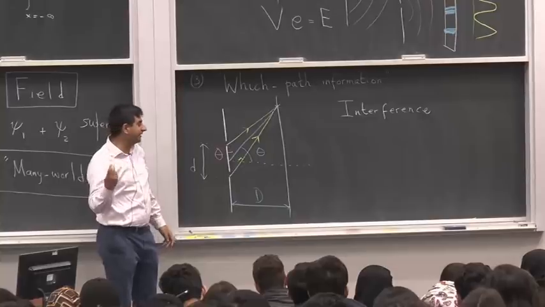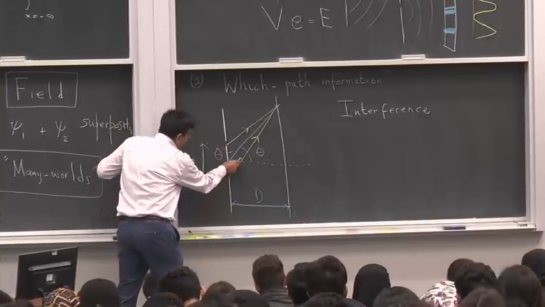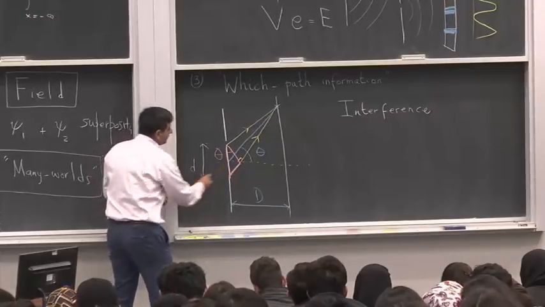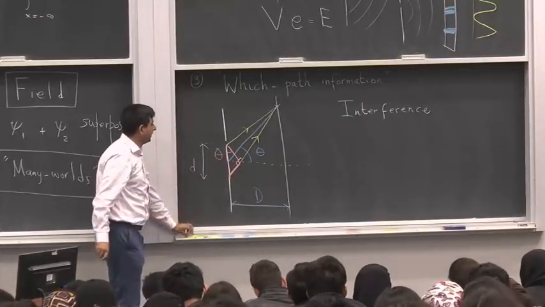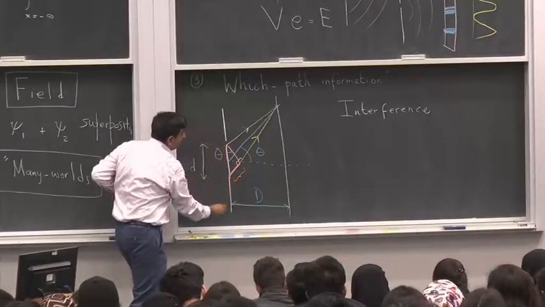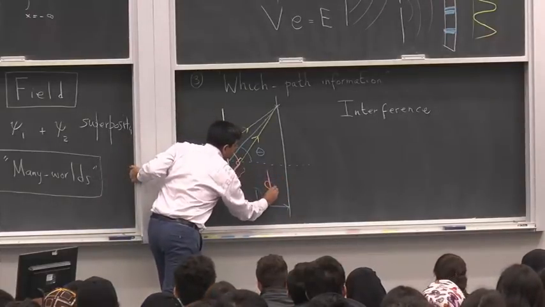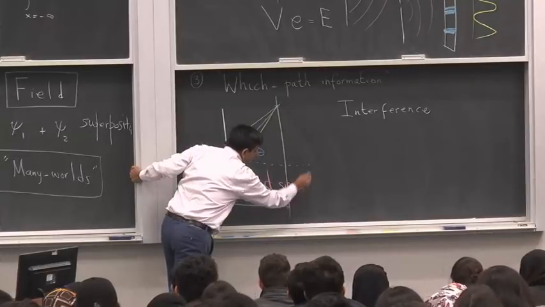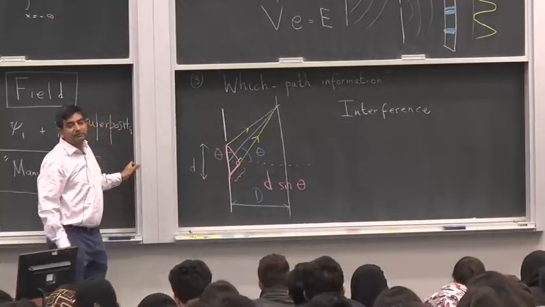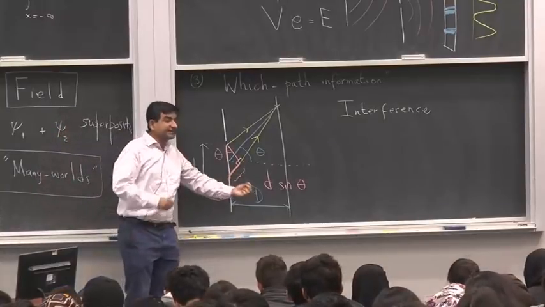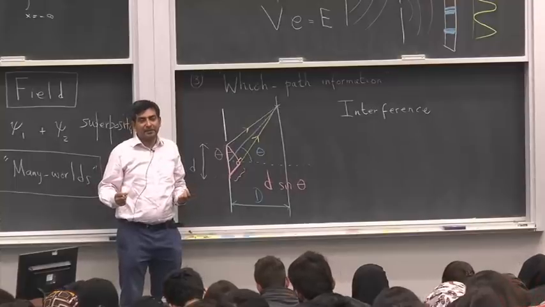Now how do I find this path difference? I look at this triangle. This is an angle of 90 degrees. This distance is d. So what is this length? It's d sine of theta. This distance is d sine theta.